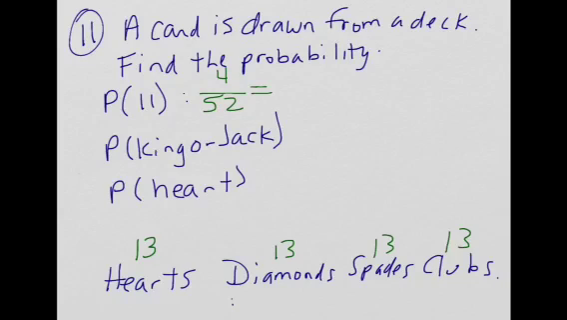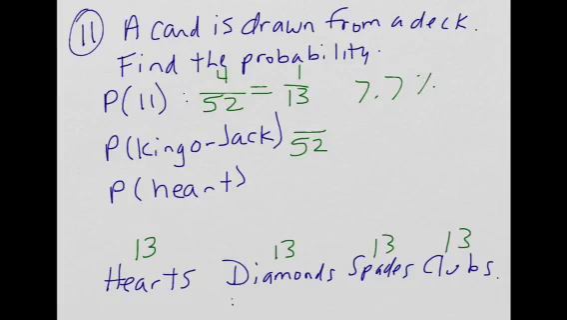So we're going to take 4 and put it above the 52, and then we're going to simplify. So 4 goes into 4 once, and 4 goes into 52 13 times. So the probability is going to be 1 over 13. To change 1 over 13 to a percent, you do 1 divided by 13, and that's going to give you 0.7. Let's go ahead and just make it into a decimal, so it's going to be 7.7%.